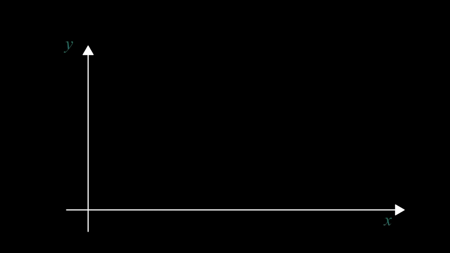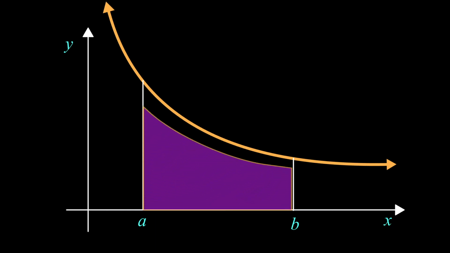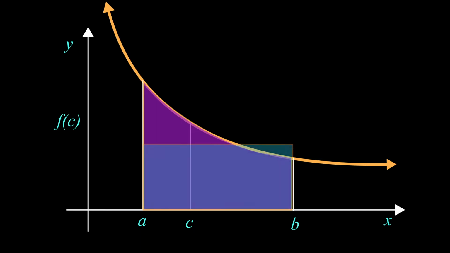Suppose we have a function f given by this yellow curve over a closed interval from a to b. The value of the definite integral of f over a to b is represented by the area under the curve shown here in purple. The mean value theorem for integrals says that there exists some value c somewhere between a and b, such that the area of the rectangle formed by the value of the function at c, shown here in light blue, is equal to the area under the curve over the same region.